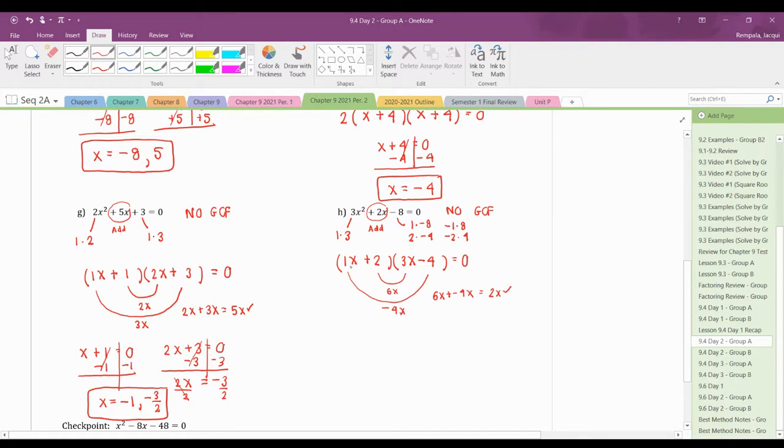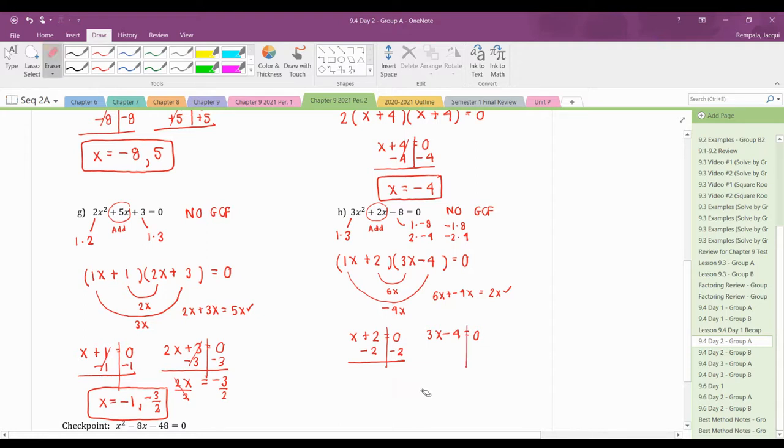I got my middle term of a positive 2x, which means I get to set each of those equal to 0. Once again, that 1x plus 2, I can just write as x plus 2. You can keep the 1 if you want, but got to set it equal to 0. And then the 3x minus 4 is going to equal 0 as well. So then we are going to subtract 2 from both sides to get that x by itself. So 0 minus 2 is negative 2.